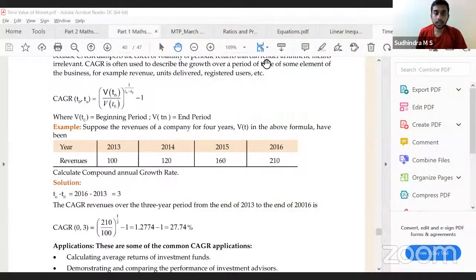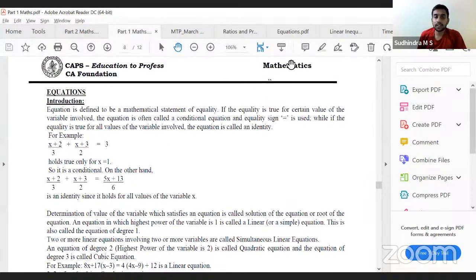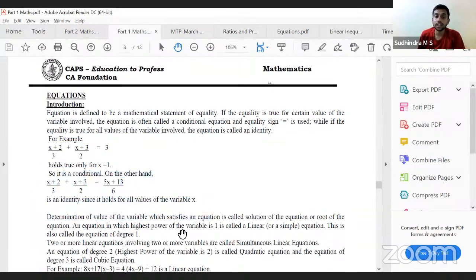So we'll start with equations. What is an equation? It's a mathematical statement of equality, right? If the equality is true for certain values of the variable involved, then the equation is called a conditional equation, because it is true only for certain values. However, if it is true for all values, then we call it an identity. So this is an equation: (x+2)/3 + (x+3)/2 = 3, because it holds good only for certain values of x. But (x+2)/3 + (x+3)/2 = (5x+13)/6 is an identity, because in all the terms we have x, therefore it will hold good for all values of x. Hence we call it an identity.